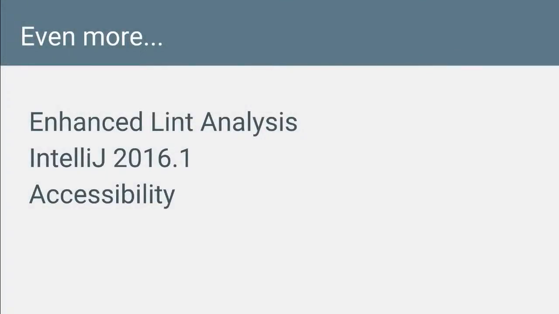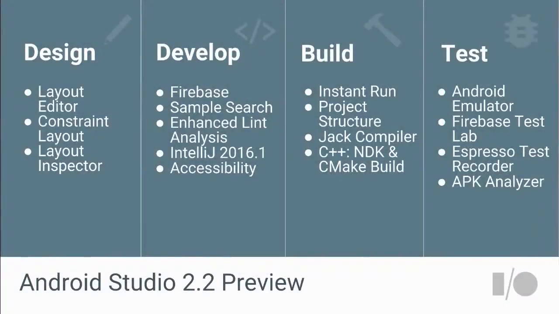We don't have time to talk about every single feature, but we talked about new lint analysis, new IntelliJ 2016 features, and we made a big investment in accessibility. So these are all new features that we've added inside of Android Studio 2.2. So just to recap, we launched a whole host of features around design, a new constraint layout manager and corresponding designer, new Firebase integration to help you code better, enhanced C++ support and build support, and a test recorder to help you test.